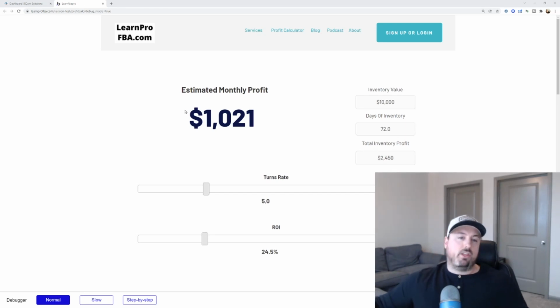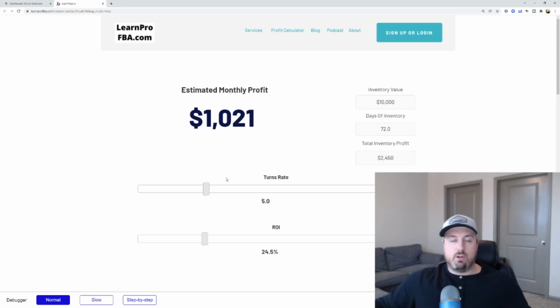So to get this monthly estimated profit, we're just going to use three variables: our inventory value, our turns rate, and our ROI. For those that don't know what the turns rate is, it's a very simple number. It's how many times a year you are going to sell through your current inventory value. So if you have $10,000 of inventory in and you keep $10,000 of inventory in at all times and you sell through $120,000 of inventory a year, your turns is going to be 12, because you're selling your inventory 12 times a year essentially.